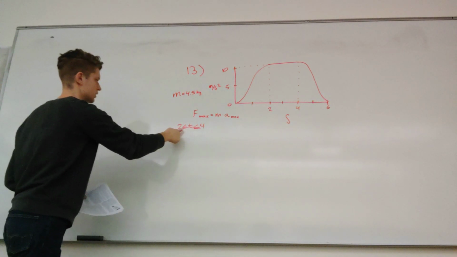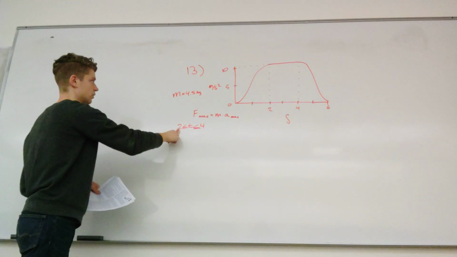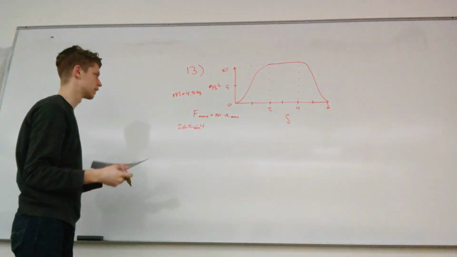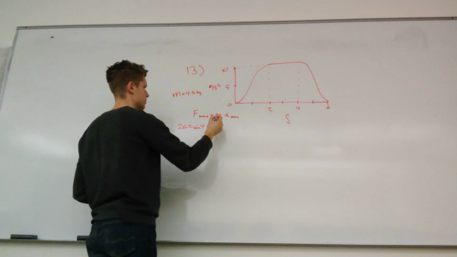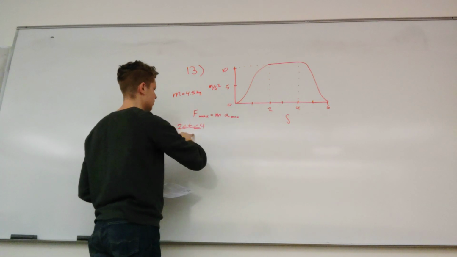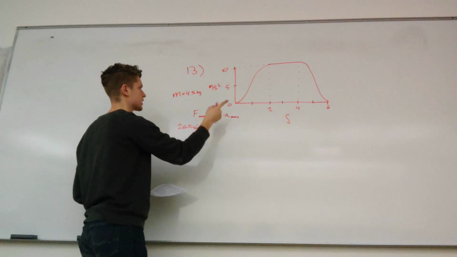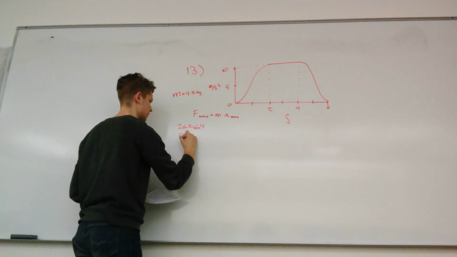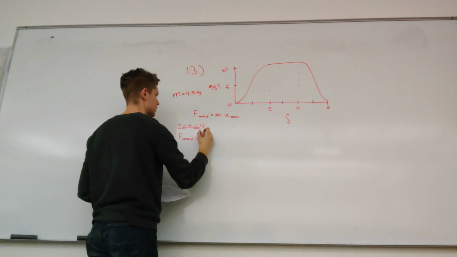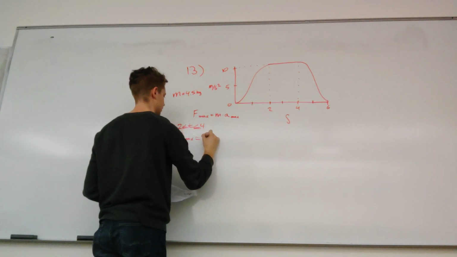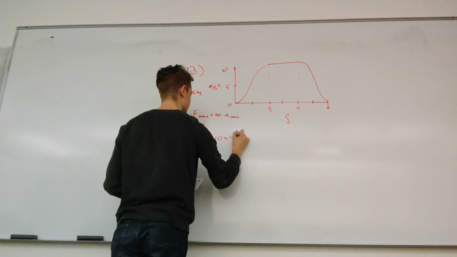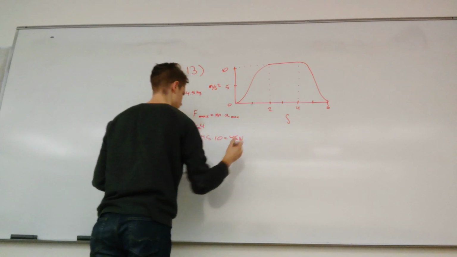So from when t is greater than or equal to 2 but less than or equal to 4. And so then you can calculate that out because in that time interval, the acceleration is 10. So you get the force max equals 4.5 times 10, which equals 45 newtons.